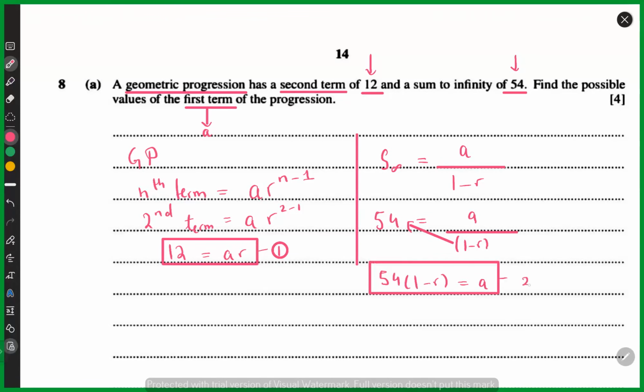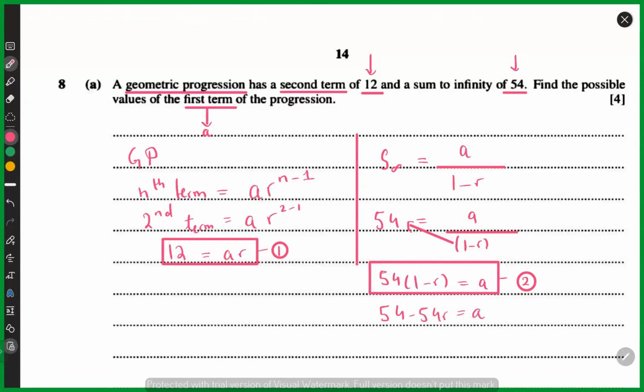So now we have two equations with two unknowns, a and r, and in order to find the first term, I need to find the value of a. So it's very simple. I am supposed to solve these equations simultaneously, right? So how do we do that? Let's see. Let me just simplify this furthermore. 54 minus 54r is equal to a.